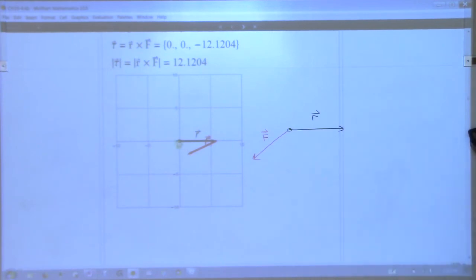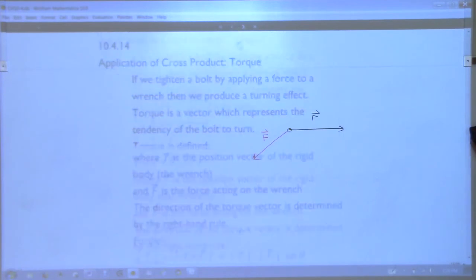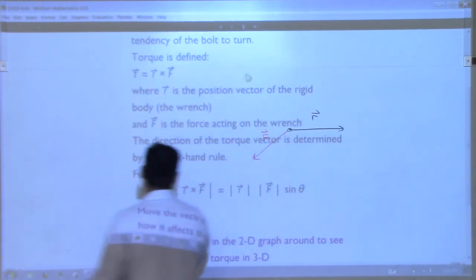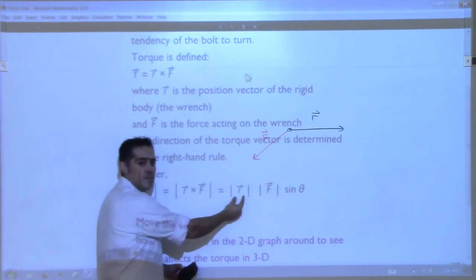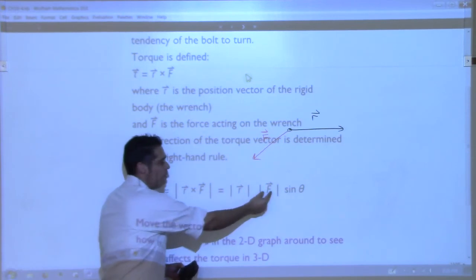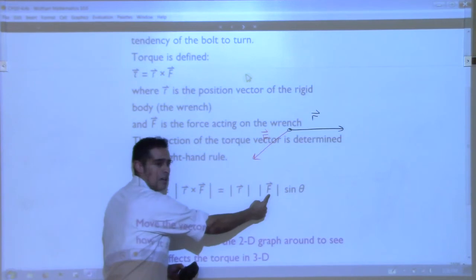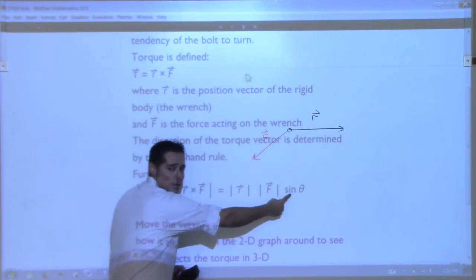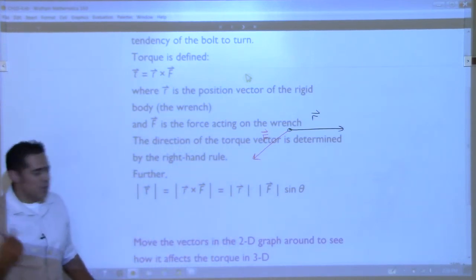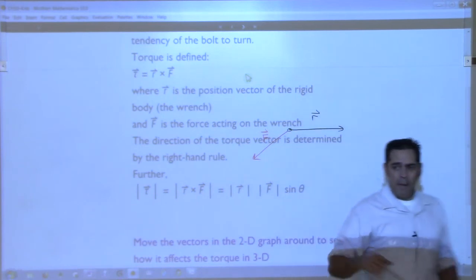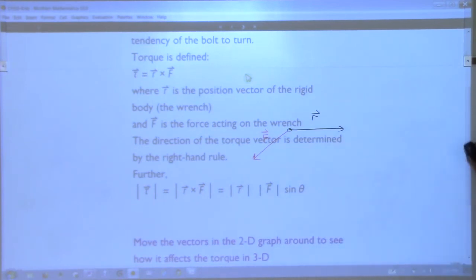Where do you want to be to get maximum torque? Why though? Because sine of 90 is 1. If you go back to this formula, the magnitude of the torque is simply the magnitude of R and the magnitude of the force. The magnitude of R is the length of your wrench. That's not changing. If we're applying the same force, then that is held constant. Then this is the only thing that's impacting the torque, so you want that to be as big as possible. But it's a sine function, so the biggest it can be is 1, and that only happens at pi over 2. So you want to be pulling perpendicular to your wrench.